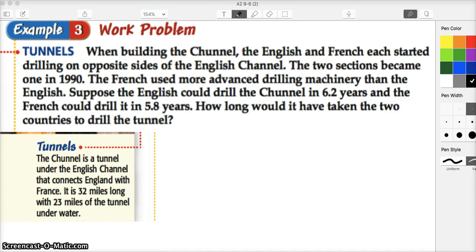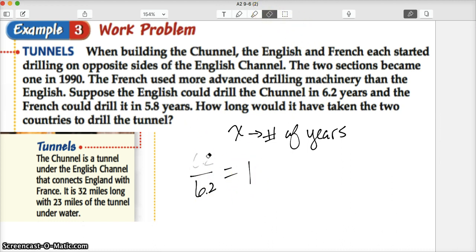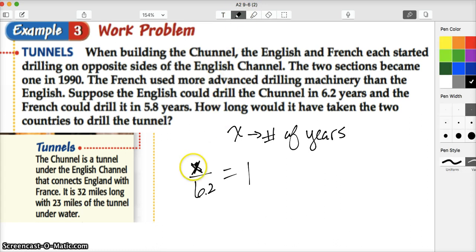So let's consider this. The first thing I'm going to do is define the variable x as the number of years that we would be working. If England worked for 6.2 years, how much of the job would be done? If I did 6.2 divided by 6.2, I'd have one job done. But England worked for x amount of years in this scenario. We don't know how long it's going to take for the one job to be done, but we know if it were just England alone, it would be 6.2.